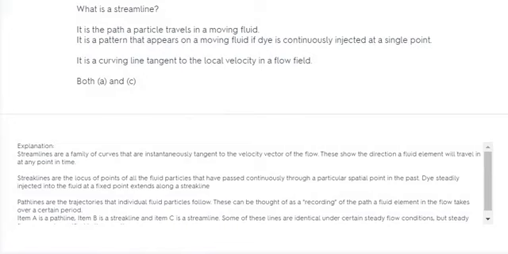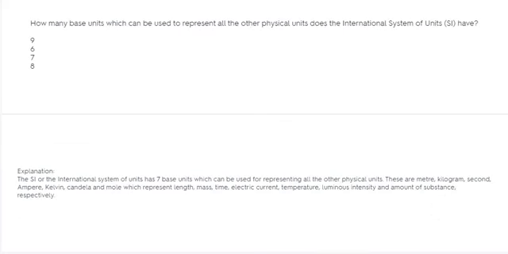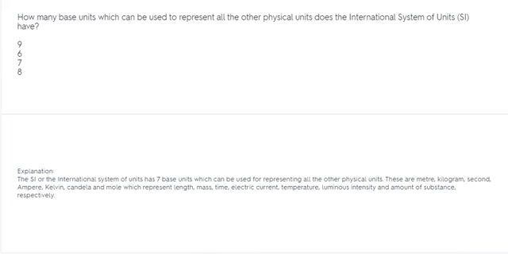What is a streamline? It is the path a particle travels in a moving fluid. It is a pattern that appears on a moving fluid if dye is continuously injected at a single point. It is a curving line tangent to the local velocity in a flow field. Both end. How many base units, which can be used to represent all the other physical units, does the International System of Units have? 9, 6, 7, 8.